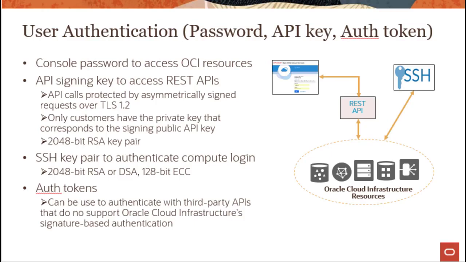The third option is auth tokens. Now, auth tokens are different than API keys because auth tokens provide authentication against resources in OCI or third-party APIs that do not support Oracle Cloud Infrastructure's signature-based authentication. So for services such as Autonomous Data Warehouse and ADP, if a user needs to access them, they need to generate an auth token. And this auth token can be generated from the OCI console itself.